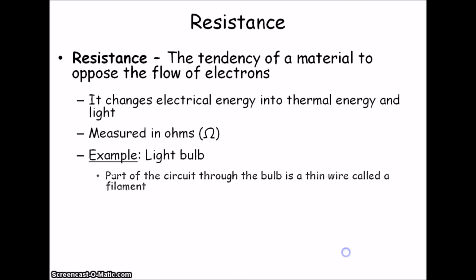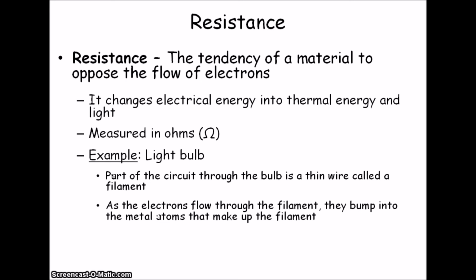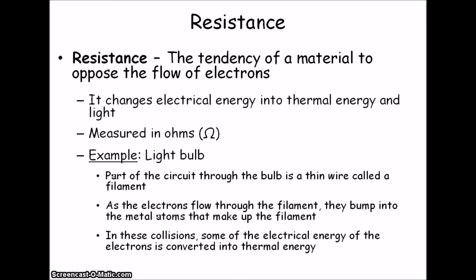An example would be a light bulb. So how this works would be, part of the circuit through the bulb is a thin wire called a filament, and the electrons are going to flow through the filament. They bump into the metal atoms that make up that filament. And when these collisions happen, some of the electrical energy of the electrons is converted into thermal energy. The metal filament eventually becomes hot enough to glow, which creates the light for our light bulb.